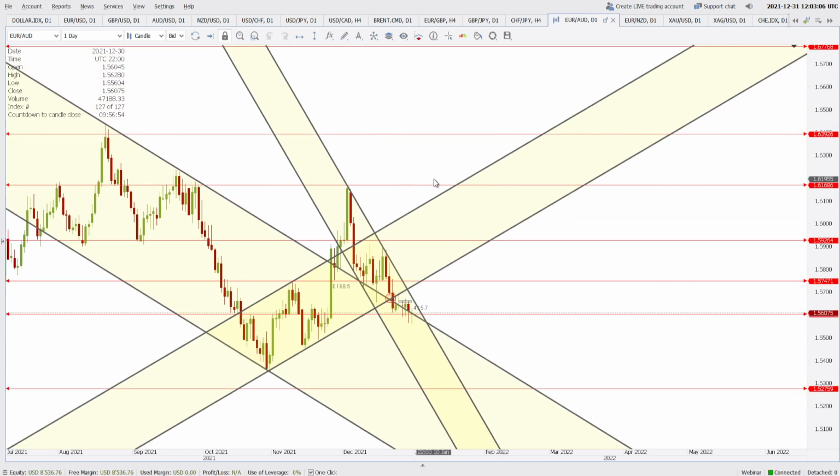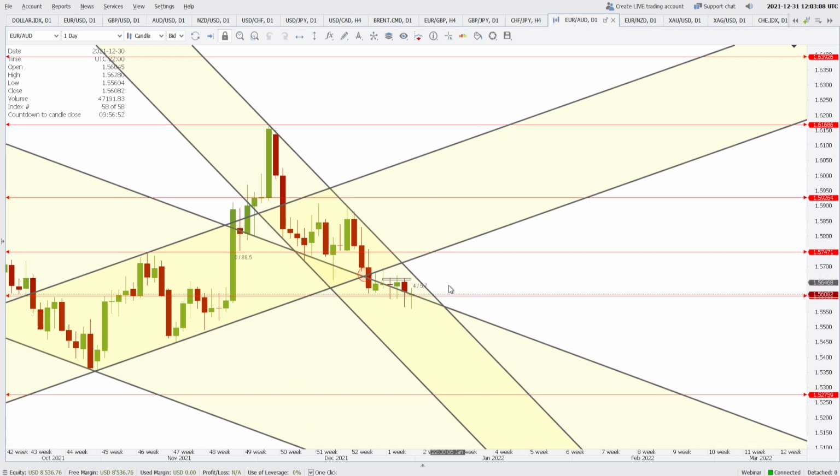Talking about the euro Australian dollar, we are right now at the support. Yes, this level was expected to act as a support and it is acting, but we are not sure to buy this one because we want this falling channel to break. Now the 1.5601 level is just a level. Okay, this is a zone of support.